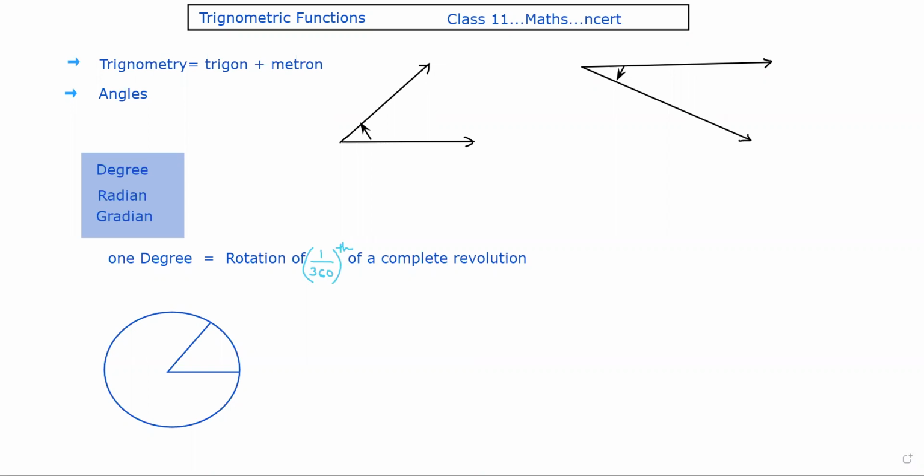We were discussing maths, class 11th NCERT. Let's start with the third chapter, trigonometric functions. Trigonometry is derived from two words, trigon and metron, where trigon means triangle and metron means measure. So trigonometry is the measure of the sides of a triangle.